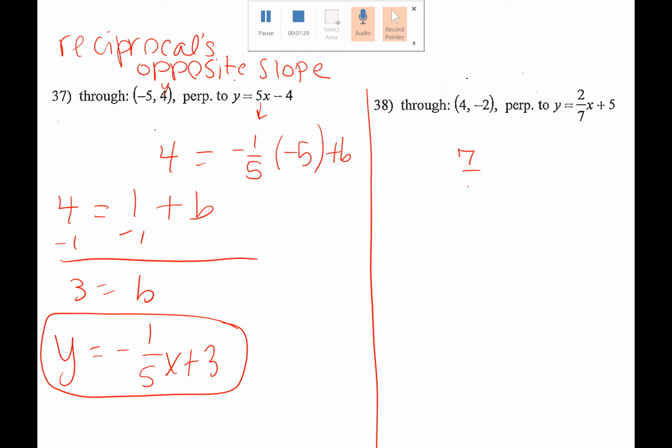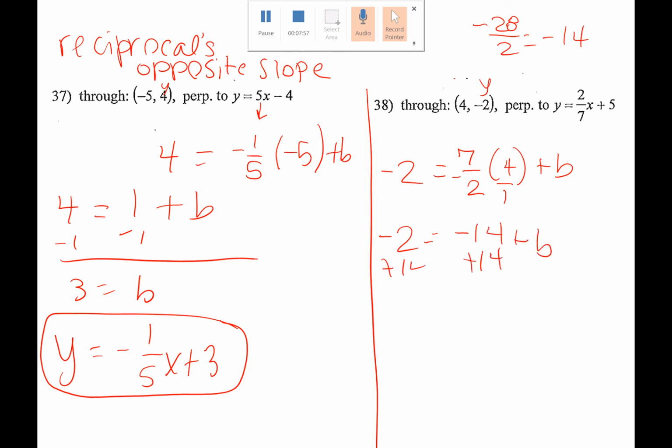Same thing here. Perpendicular to 2/7 would mean I need to have my m to be -7/2. My y is -2. My x is positive 4. I don't know b yet. So -2 stays the same, but -7/2 times 4, that'd be -28 over 2, which is equal to -14. So -14 plus b, add 14 to both sides. Make sure you change that to a negative. So I almost forgot that. So b is equal to 12. So I have y is equal to -7/2x plus 12.